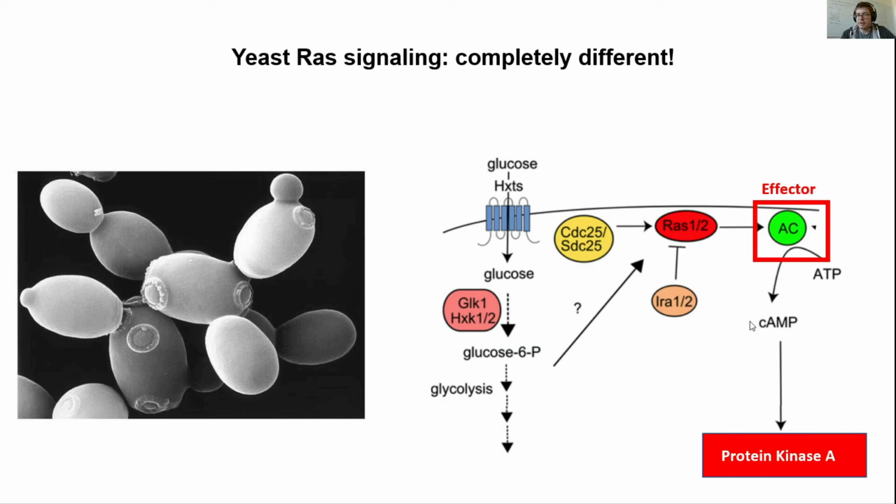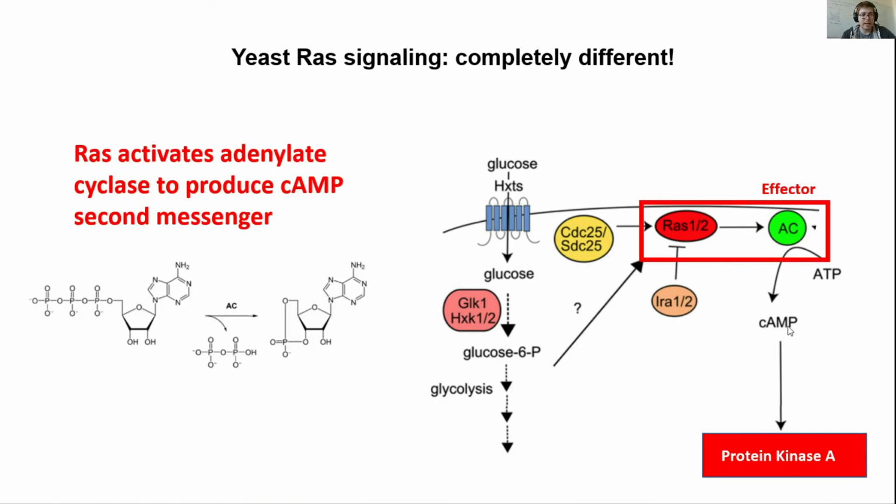And in this case, what is the effector protein? So in the previous pathways, it was RAF kinase. In this system, the downstream effector is adenyl cyclase, which has the activity of converting ATP to cyclic AMP. So basically in this system, RAS will activate adenylate cyclase to produce the cyclic AMP second messenger. And cyclic AMP can go on to activate protein kinase A and trigger a completely different type of downstream signaling process than what you get with phospho-ERK.